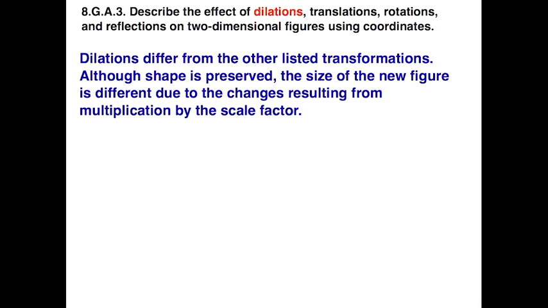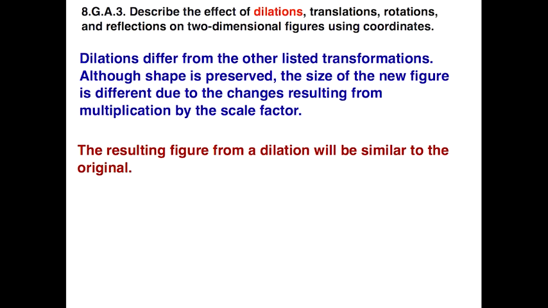Now let's look at dilations, and that's a little bit of a different animal. Dilations differ from the other listed transformations. Although shape is preserved, the size of the new figure is different due to the changes resulting from multiplication by the scale factor. So again, the shape is going to be the same. It's not going to change at all. But the size is what changes. It's either going to be a larger or a smaller image of the original.